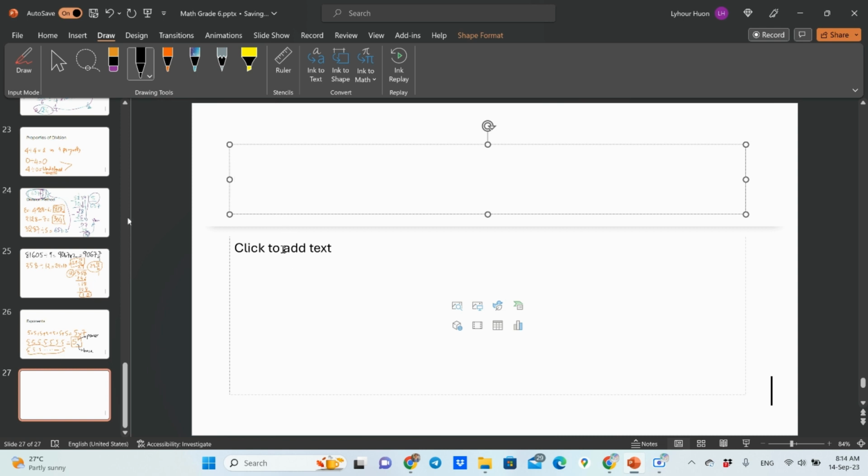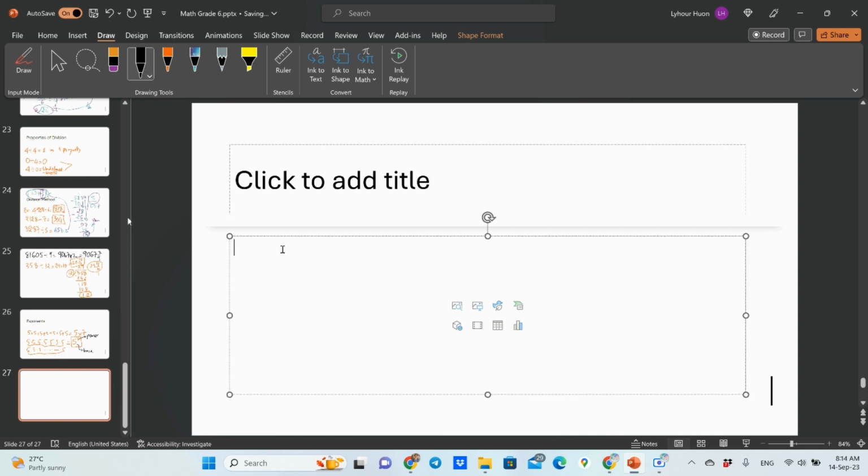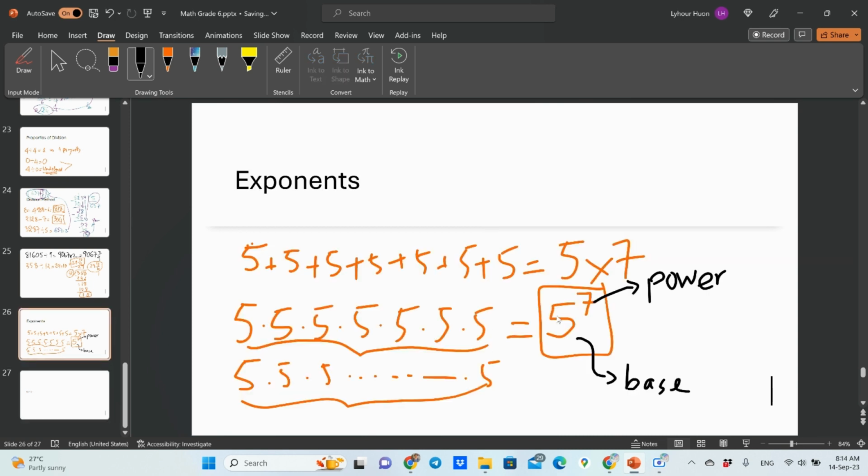Exponents again. What do we call example one, 5 to the power 7? This is still exponents, right? Yes, this whole thing is called an exponent.